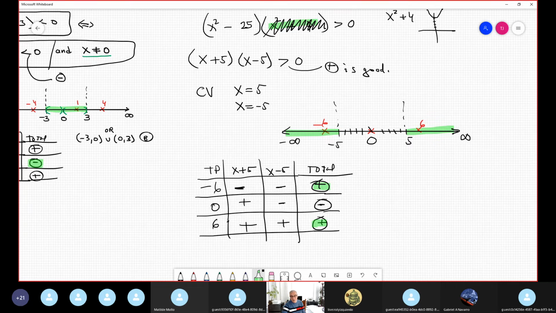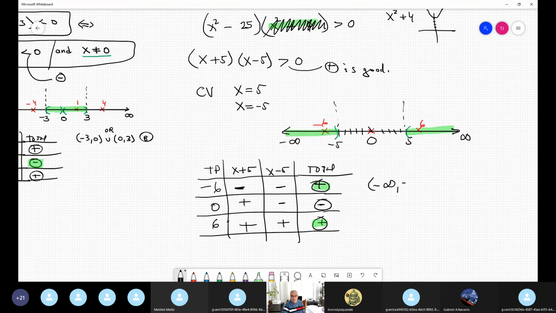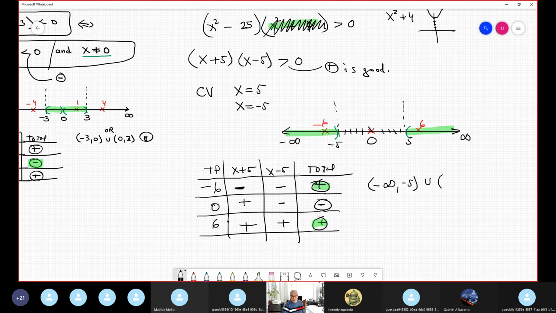However, our interval starts at 5 or negative 5. Do we include 5 and negative 5? No, because we have no equal sign here. So this is a strict inequality, which does not include the endpoint. We put a parenthesis here and a parenthesis here. The solution is from negative infinity, comma, negative 5, union 5, comma, positive infinity.